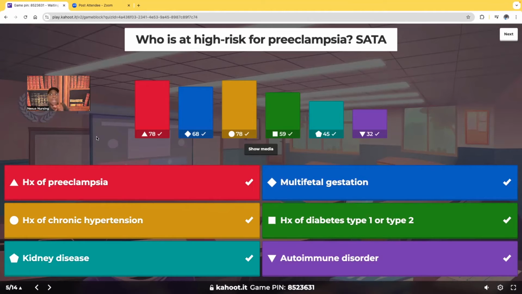Now, let me go back real quick. The last question where we were talking about the low dose aspirin for high-risk women, typically you expect that low dose aspirin to be given between 12 to 28 weeks of gestation, okay? That's important to know. I didn't want to forget to tell you that.